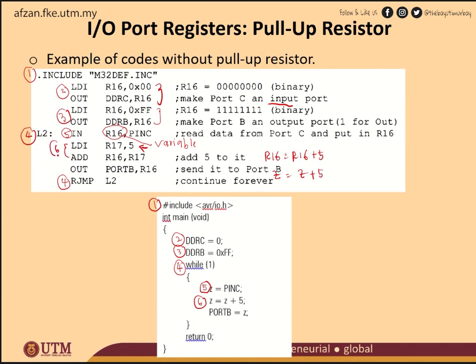Okay, and the last one here, OUT PORTB, R16, means that you want to send out the value from R16 to your port B. So how do we represent it in C programming? This one here, PORTB equal to Z.